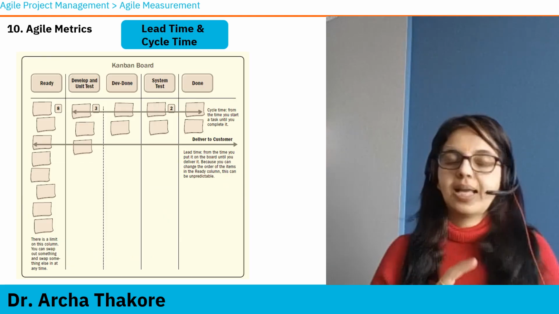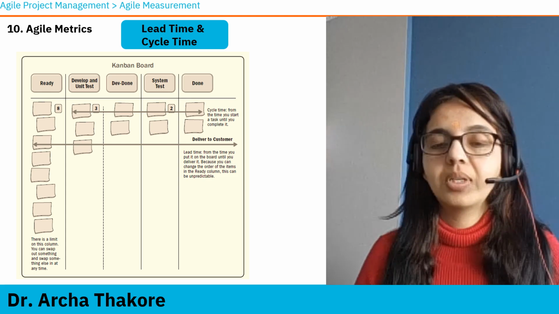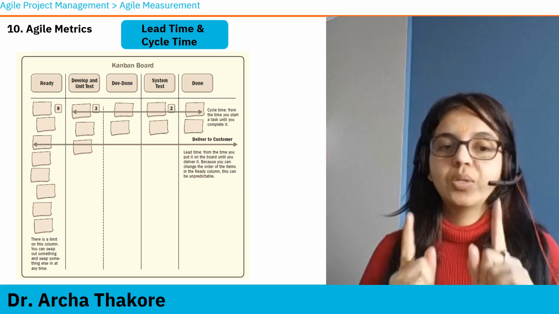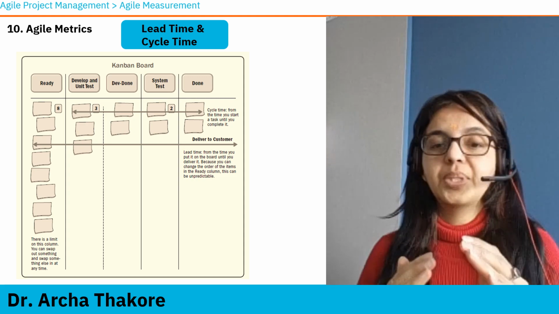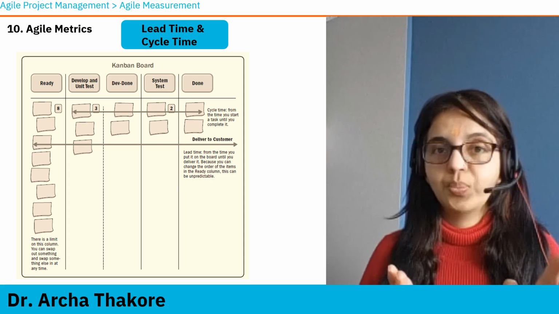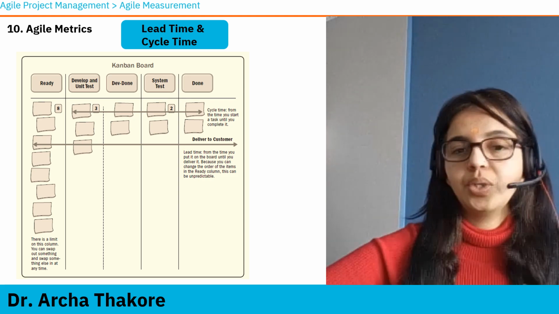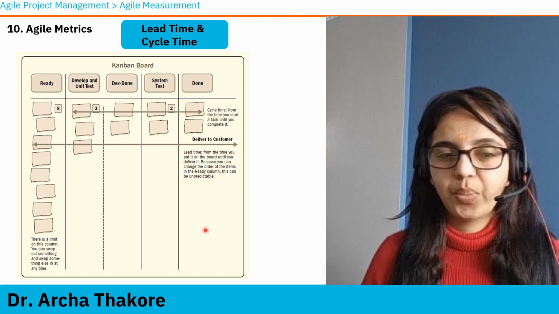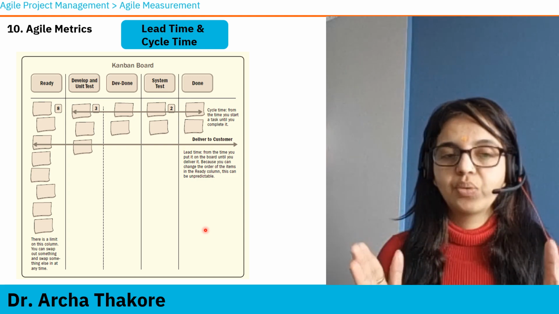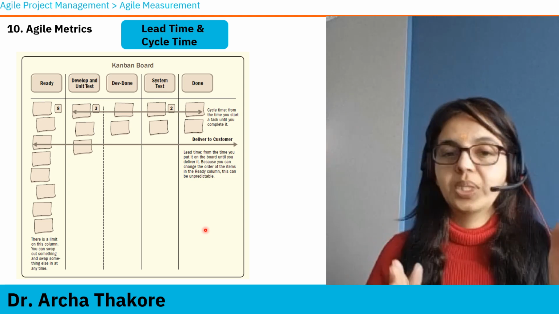Lead time and cycle time, very important, because I have seen people getting confused in these two terms. Okay, so the first thing that you need to remember is cycle time is a subset of lead time, which means lead time is bigger than cycle time. Now what you have here is a Kanban board. All of you must be aware of a Kanban board, which is a visual tool that shows how work is progressing from start to finish.